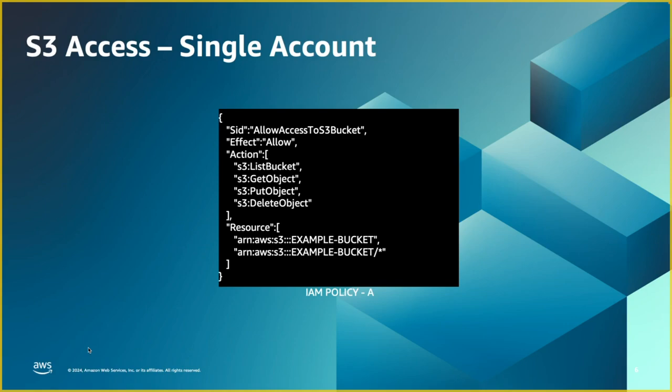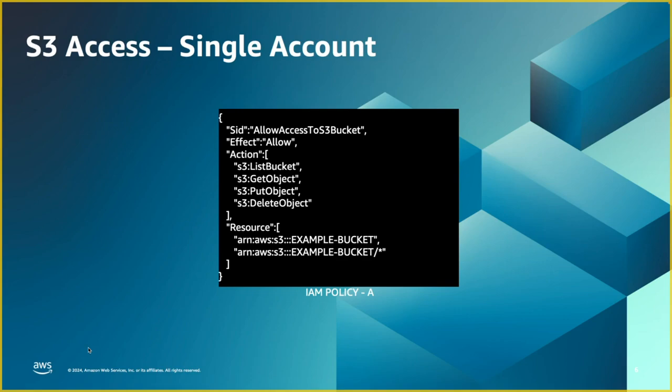With S3, you can grant access for users to perform account level, bucket level, and object level actions. You may have noticed that the get, put, and delete actions all have object in their name. For example, GetObject, PutObject, and DeleteObject. These are considered to be object level actions, whereas list has bucket in its name. For example, ListBucket. Thus, ListBucket is considered to be a bucket level action.